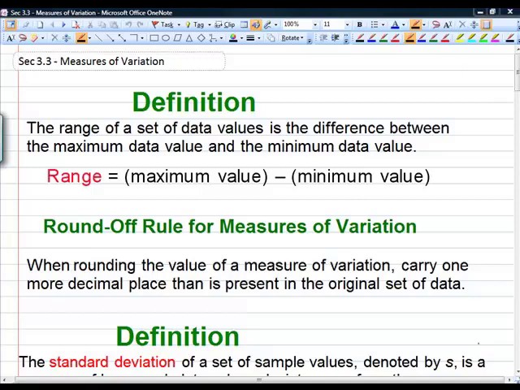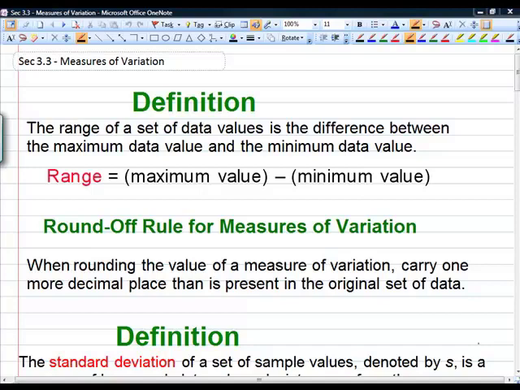All right, last time we went over measures of center of data. This time we're going to be looking at measures of variation. That's how spread out your data values are. So starting with the definition, the range of a set of data values is the difference between the maximum data value and the minimum data value. Range is just one of the measures of variation that we can use.